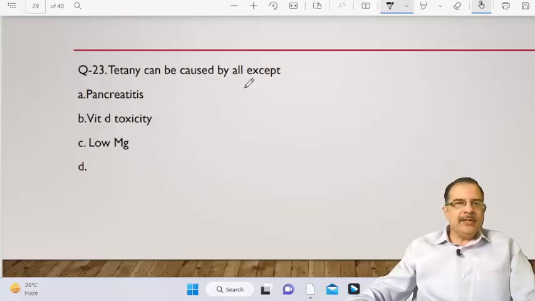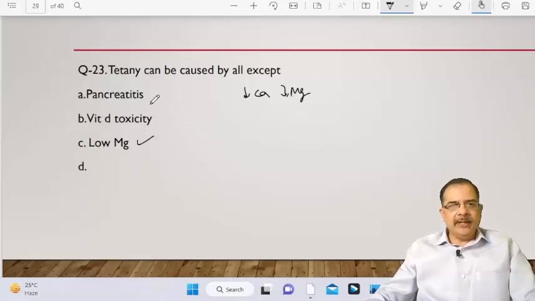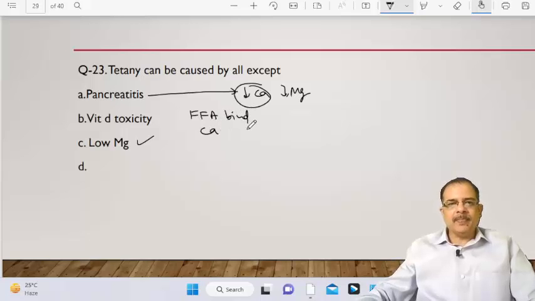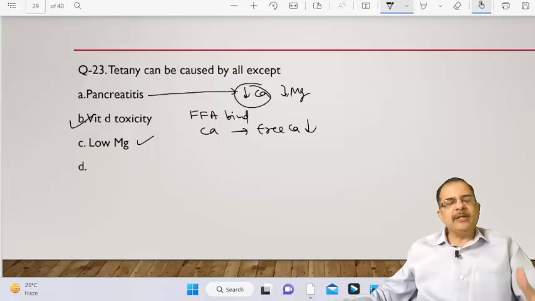Tetany is due to low calcium and low magnesium; both can cause tetany features. It can also occur because of pancreatitis, because pancreatitis leads to low calcium. Due to the release of lipase, free fatty acids bind calcium, and hence free calcium levels reduce. Vitamin D toxicity will not cause low calcium; it causes high calcium rather.